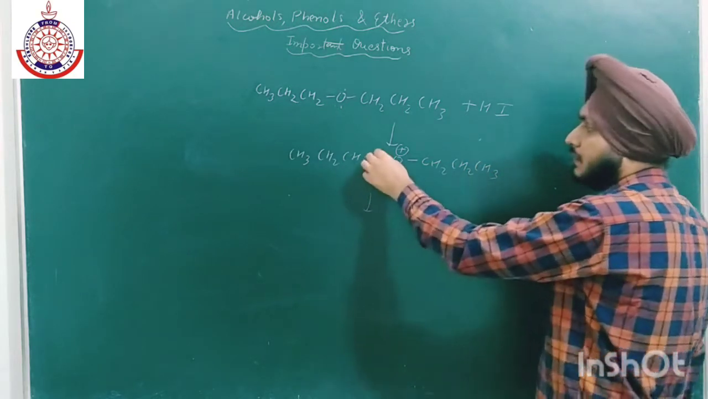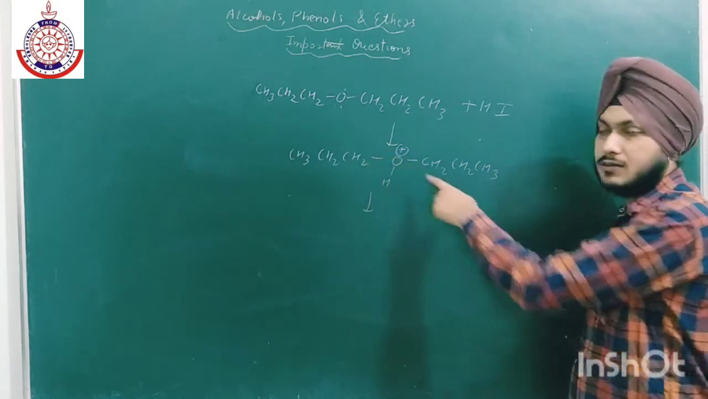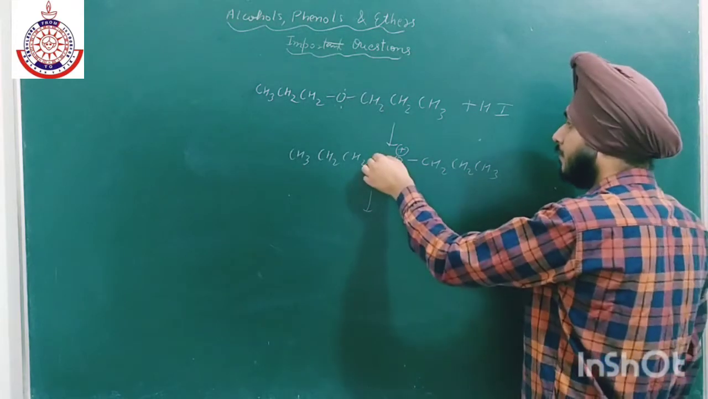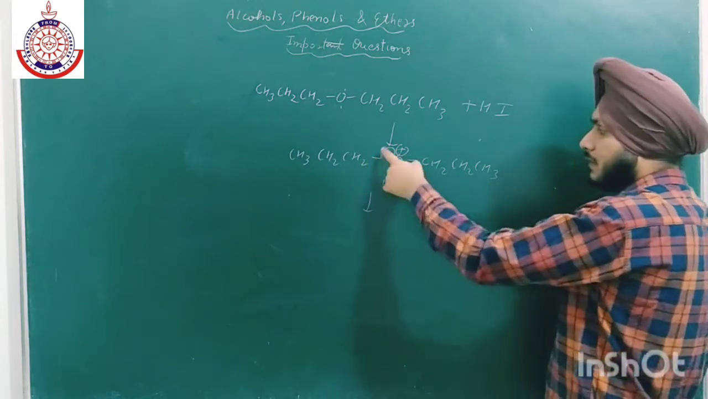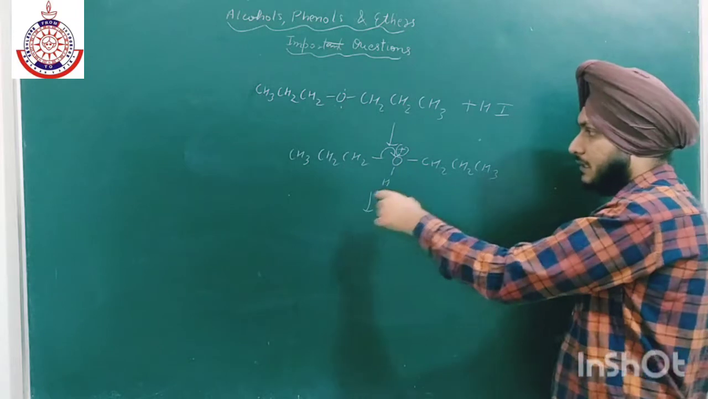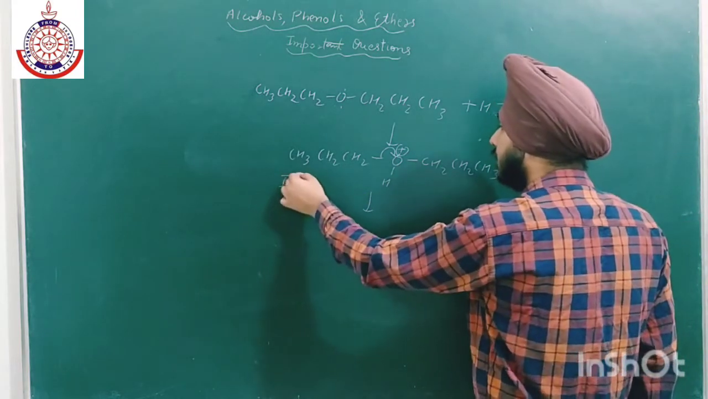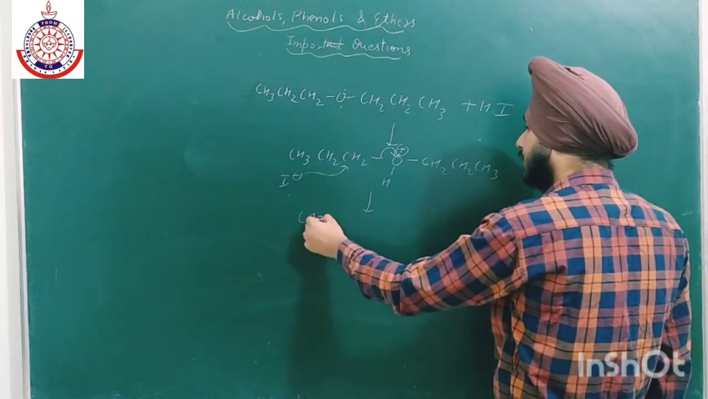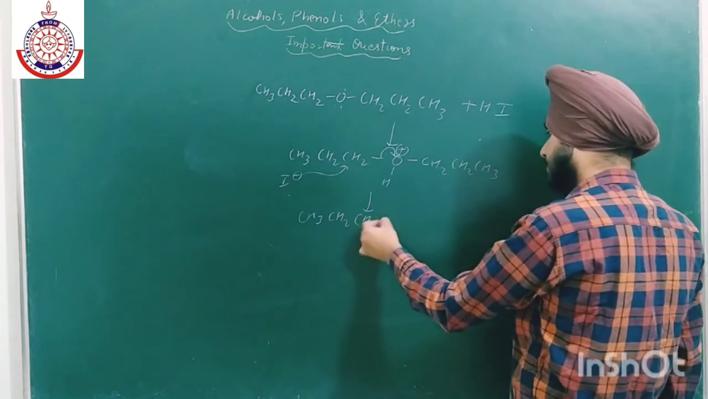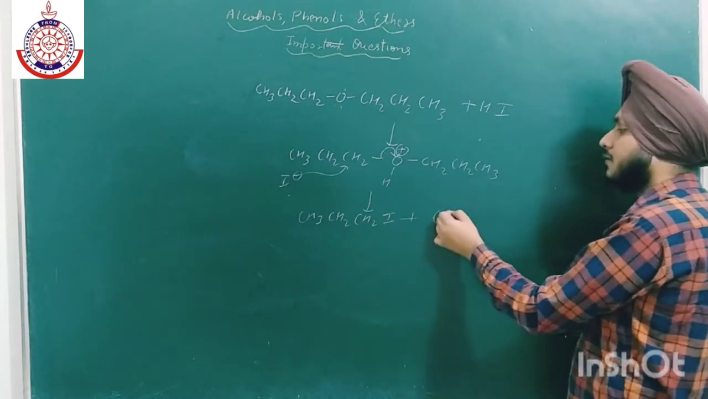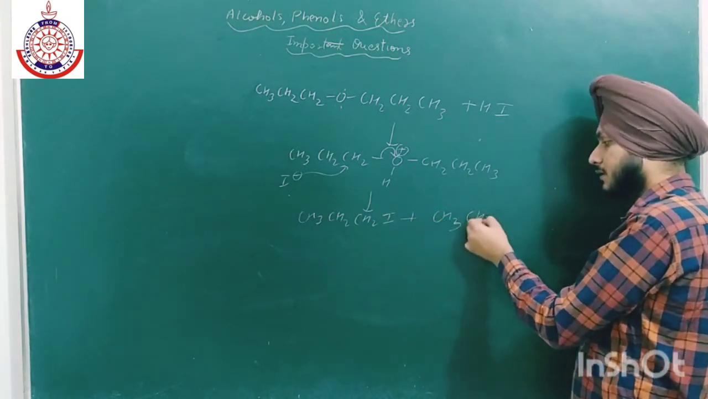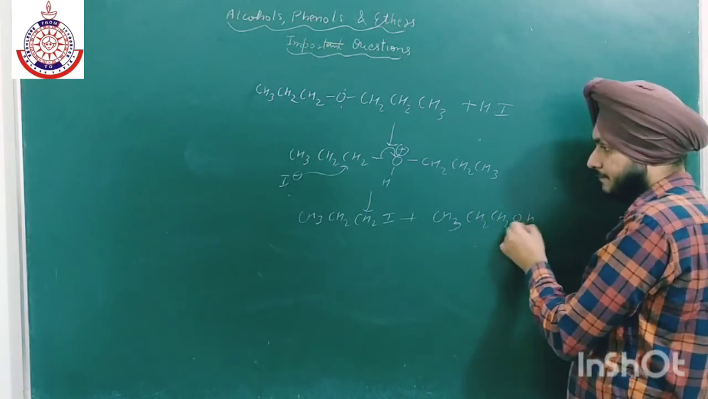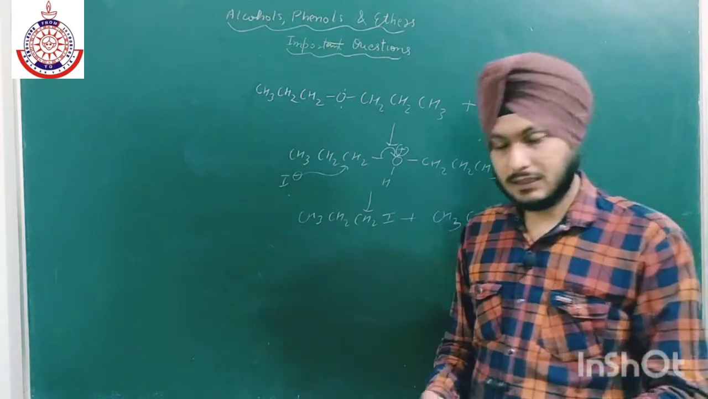So bond can be cleaved from this side also and from this side the product will be same. So I am shifting the bond towards this side and I negative will attack over here and we will get the product, as simple as that. This is a symmetrical molecule, that is why we will get the same product from both the sides. One is alcohol and the other is alkyl halide.